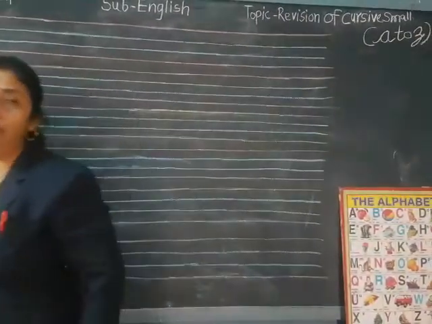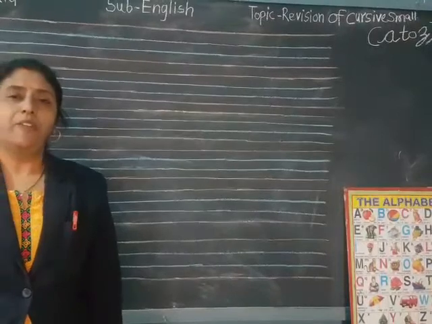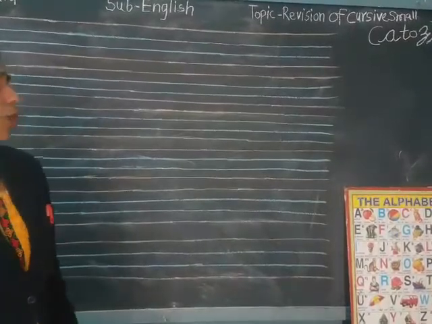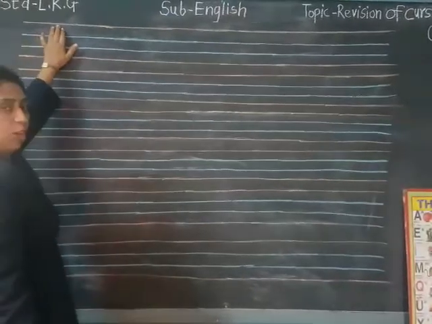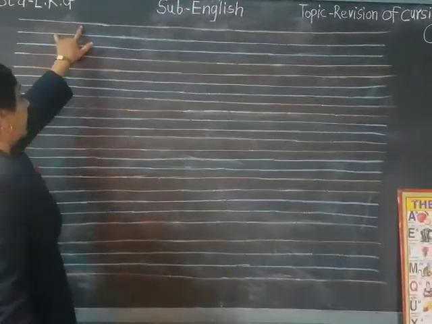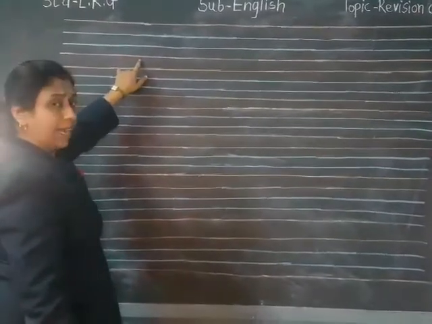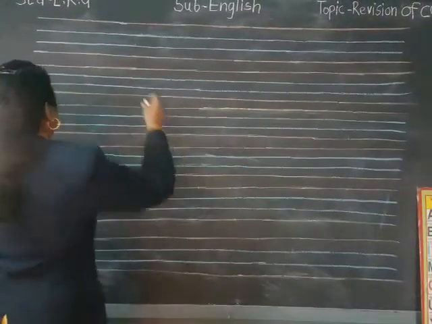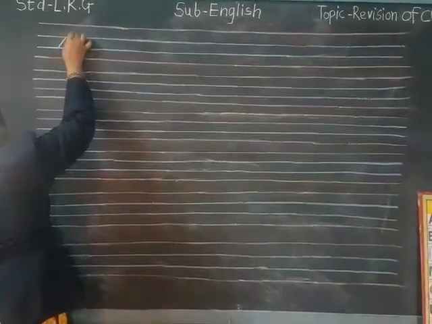So all of you open your notebook, open your four line notebook students. Have you opened? Very good. Students, look here. There are four lines in your notebook. Red line, first blue line, second blue line and red line. So you have to start writing from second blue line.